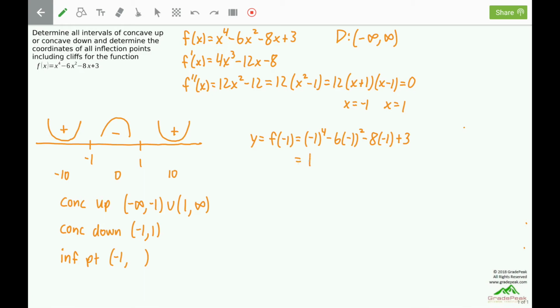Negative 1 to the 4th power is a positive 1. Minus 6 times negative 1 squared is a negative 6. A minus 8 times a negative 1 is a positive 8. And then plus 3. 1 minus 6 is a negative 5. Plus 8 is a 3, plus another 3 is a 6. So it has a corresponding y-coordinate of 6.